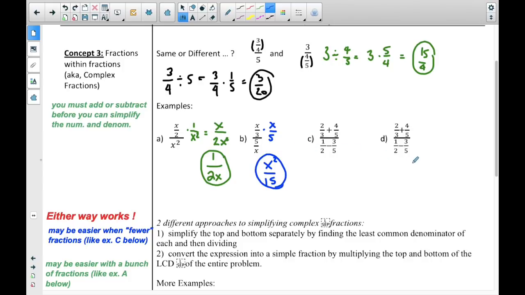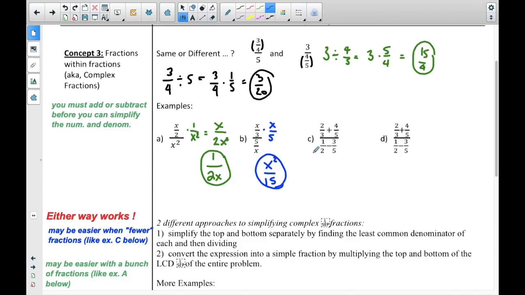These next two start to get more complicated, and this is what we're into with this section: complex fractions. So over in the margin, notice you have to add or subtract before you can simplify the numerator and denominator. In other words, we can't just flip this bottom and multiply it times that, because there's too much going on. This adding and subtracting is not going to work that way, so we can't do that.